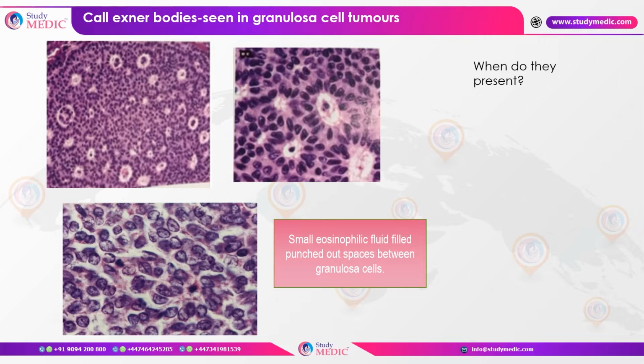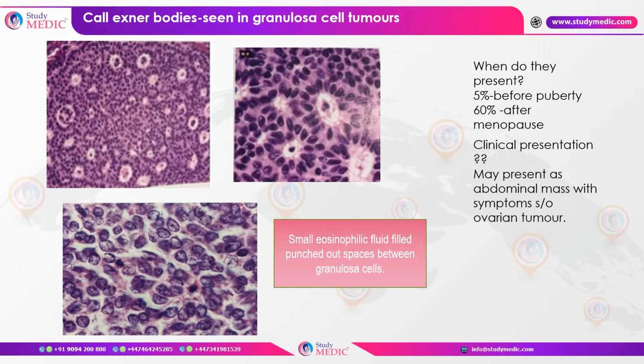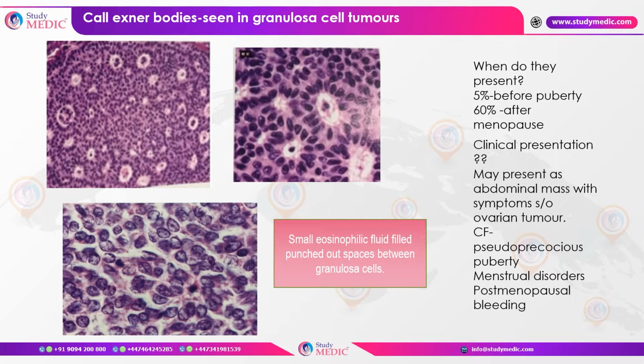So when do they present? Like when do the granulosa cell tumors present? You can have them at extremes of age. So 5% of them before puberty, 60% are seen after the menopause, and since they are estrogen producing tumors, they give rise to symptoms of estrogen excess. So they can present as an abdominal mass with symptoms of an ovarian tumor. If seen before menarche or before puberty, they can present with pseudo-precocious puberty, and if in the reproductive age group, they can give rise to menstrual disorders. In the postmenopausal age group, because they are estrogen producing, the woman can present with postmenopausal bleeding.